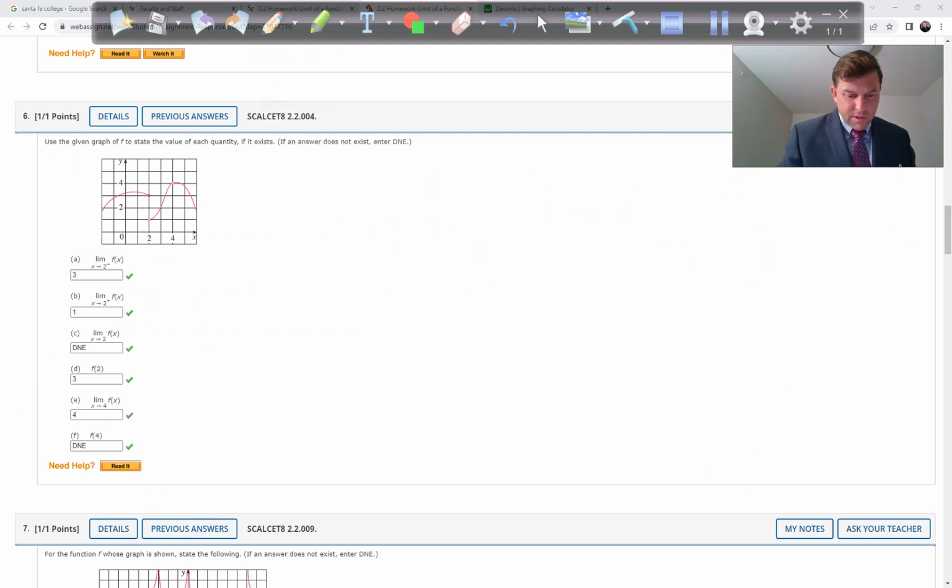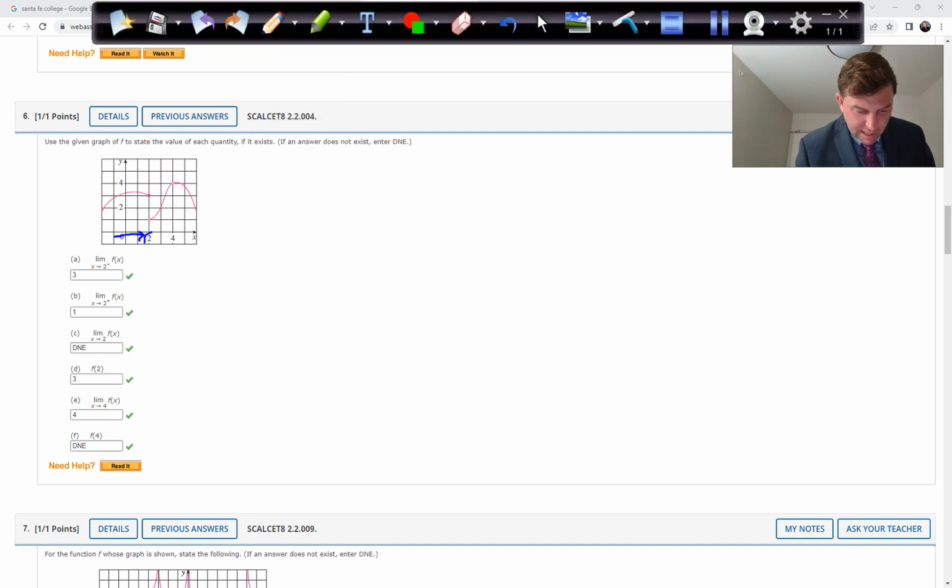Okay, more practice with this. In this one, they give us a picture, and they say approach 2 from the left. As I approach positive 2 from the left, riding the curve, my curve is going towards positive 3. So that's where I got that. Then it says approach 2 from the right. As we approach 2 from the right side, riding the curve, I'm approaching positive 1.